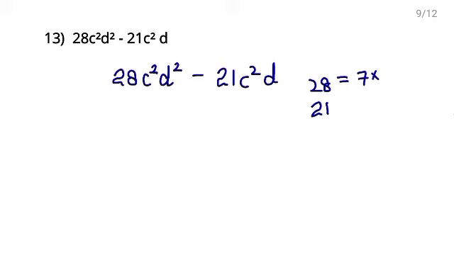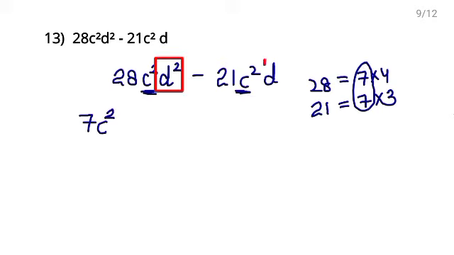7 4s are 28, 7 3s are 21. So what is common? 7. So put 7 here. Now c raised to the power 2 means c square, so we will also take c square common. Here d square and here is d, so you will just take d common, it means d raised to the power 1.